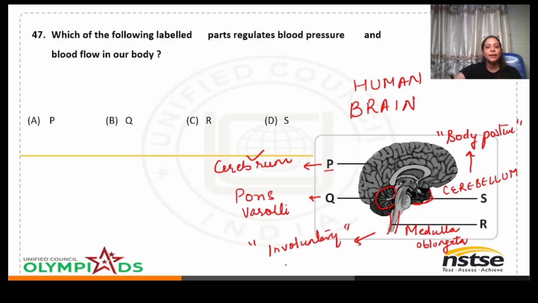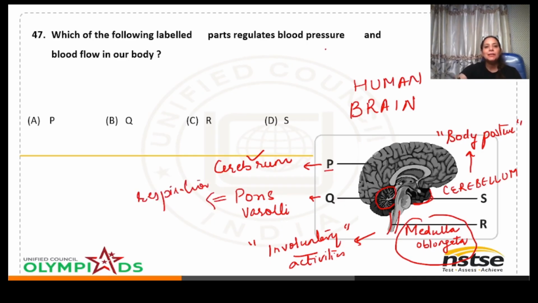That means involuntary activities, like breathing, blood rate, blood pressure, blood flow, vomiting, coughing. These are all controlled by the medulla oblongata. Involuntary activities are activities which are not in your hand. And the pons controls some aspects of respiration.